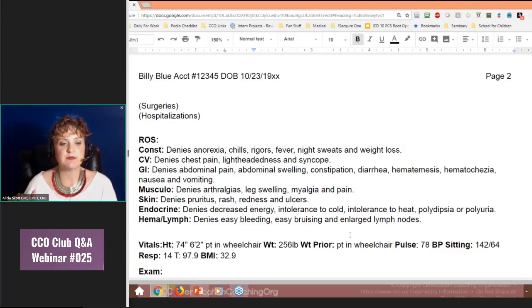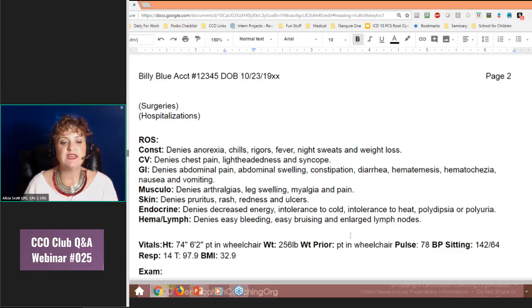Okay, no problem. Hematological and lymphatic system, meaning the blood and the lymph system, denies easy bleeding, easy bruising, and enlarged lymph nodes. Okay, now, why would they ask about that? Because the patient has PVD and they're on aspirin therapy, which is a blood thinner therapy.